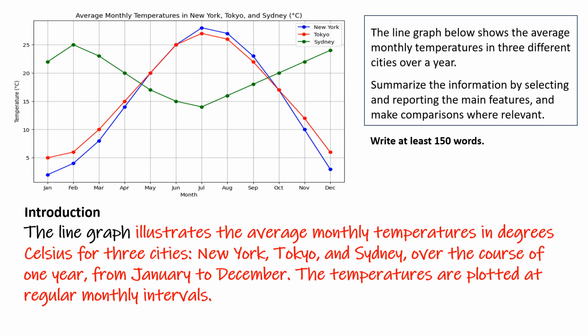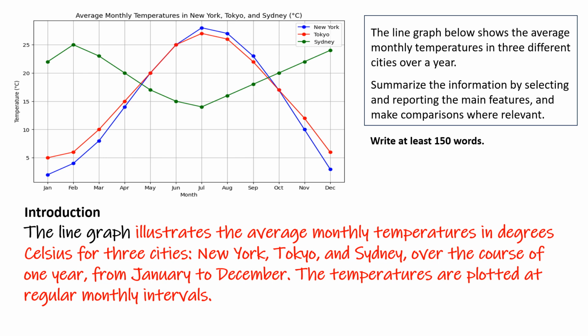The line graph illustrates the average monthly temperatures in degrees Celsius for 3 cities, New York, Tokyo, and Sydney, over the course of 1 year, from January to December. The temperatures are plotted at regular monthly intervals.